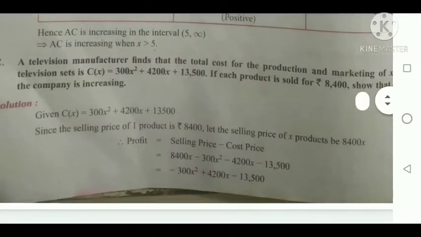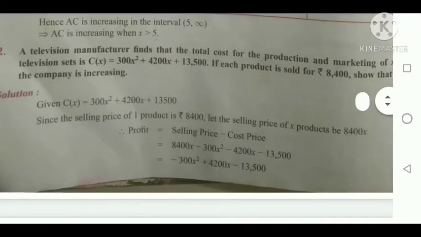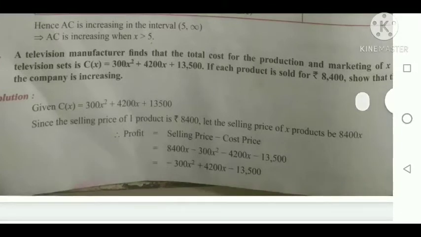A television manufacturer finds that the total cost of the production and marketing of x number of television sets is C, where C means cost. The cost of television is given as 300x square plus 4200x plus 13,500.